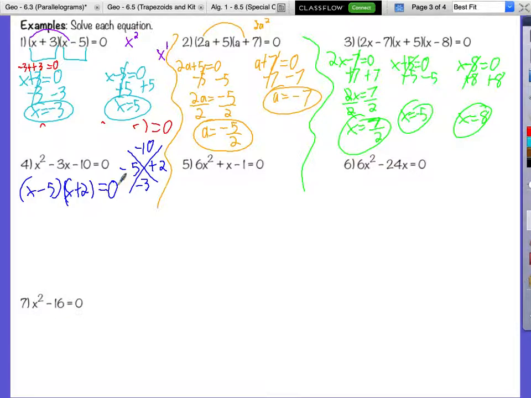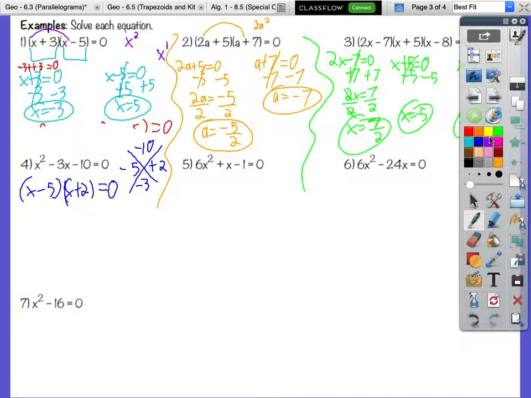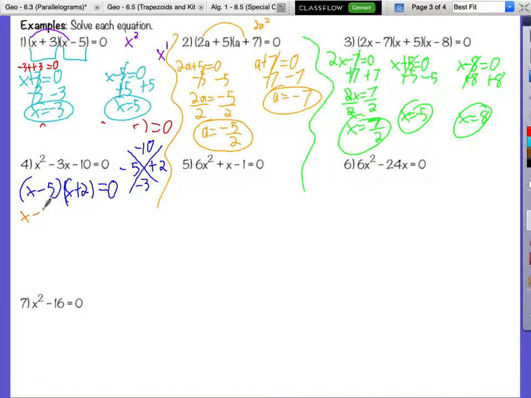So now do we have multiplication on the left side that equals 0 on the right? Yes. So that means that we can do the zero product property. Somebody help me set this one up. Ben. You just flip the signs. Somebody tell me how we would set this one up though, like this part. X minus 5 equals 0, and then x plus 2 equals 0. Yes.